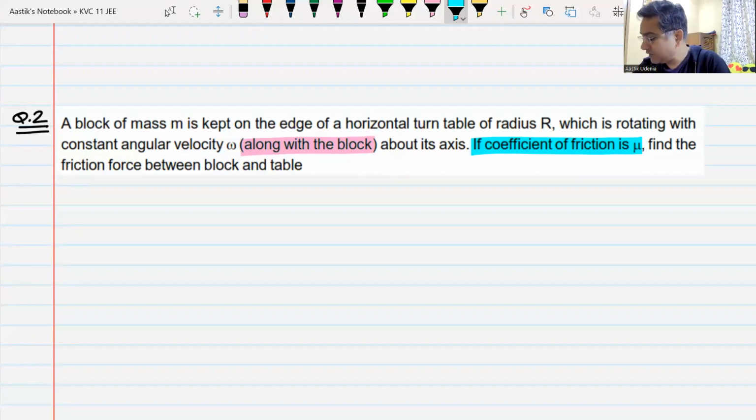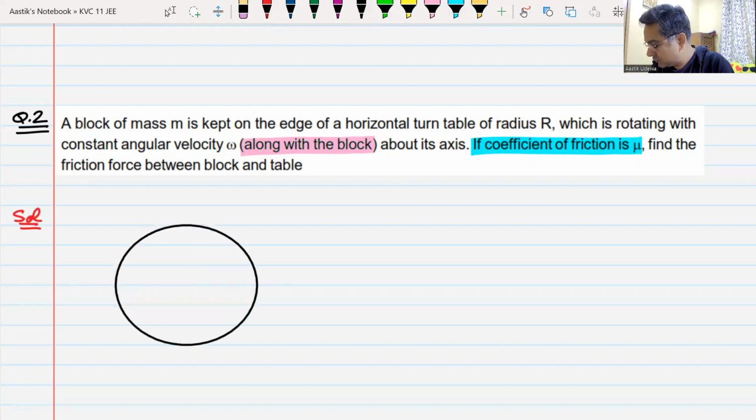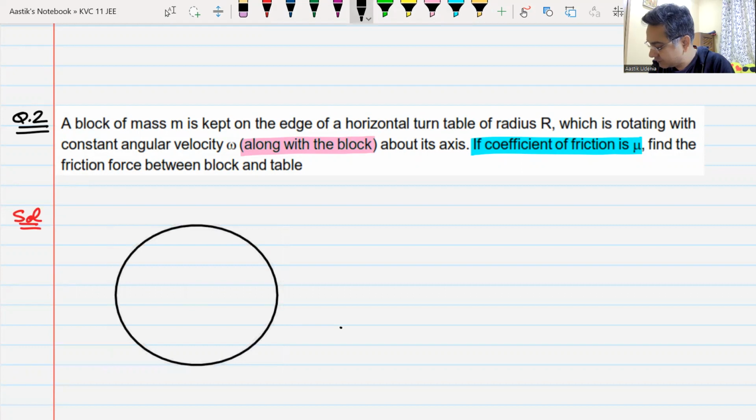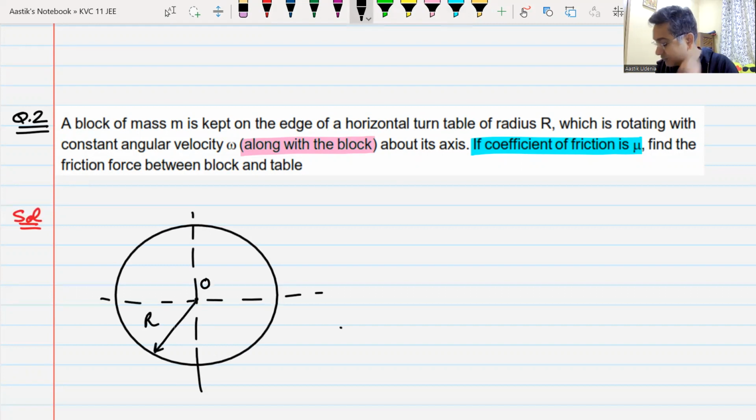So how are we supposed to do this? If I have this as a table, this is my circular table, and this circular table has a radius r. The center is O, and let us suppose that the circular table is rotating with an angular velocity omega.